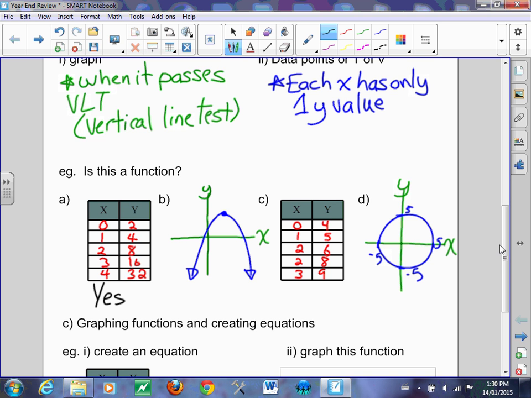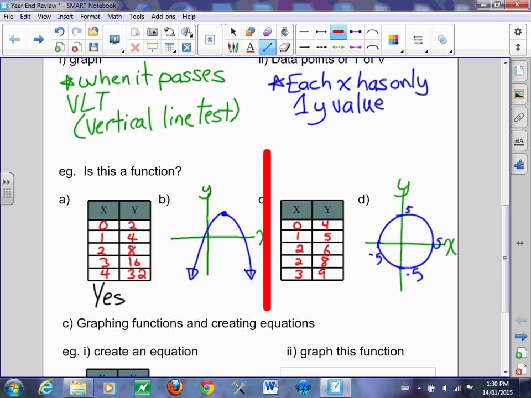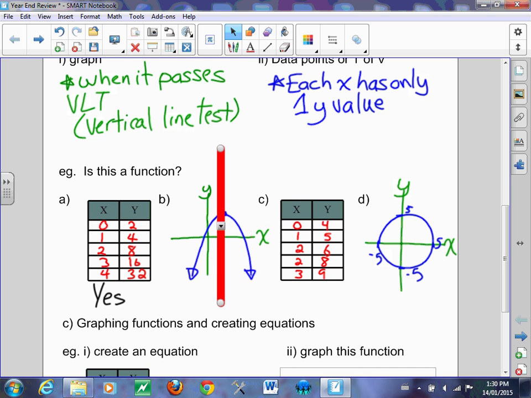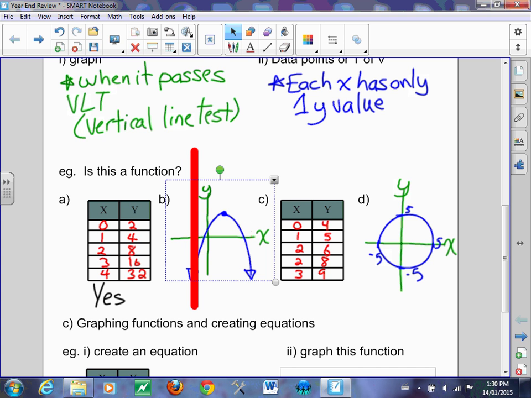Taking a look at the second one, ladies and gentlemen. In order to do this, I'm just going to quickly, because I can, use some technology here. I'm going to select my vertical line, and as I go from left to right, hopefully it only hits the line at one point. So that tells me yes, this passes the vertical line test, so yes, this is a function.